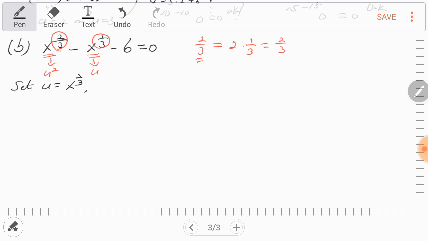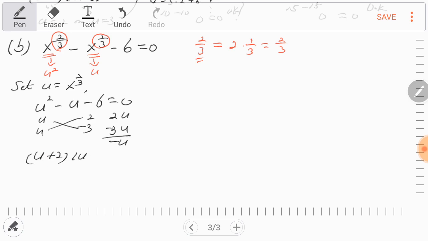Then the equation is u squared minus u minus 6 is equal to 0. So this is a quadratic form. Let's factor the trinomial. 6 is 2 times 3, and the negative sign goes on the 3, so 2u minus 3u is negative u. So this equation is the product of (u plus 2) and (u minus 3) is equal to 0. Then u equals negative 2, or u equals 3.